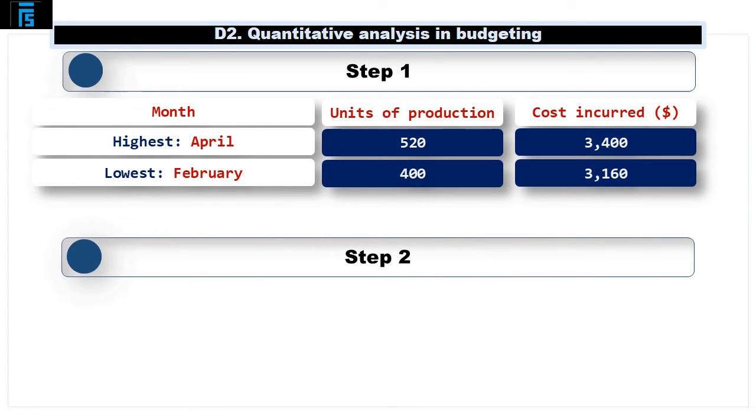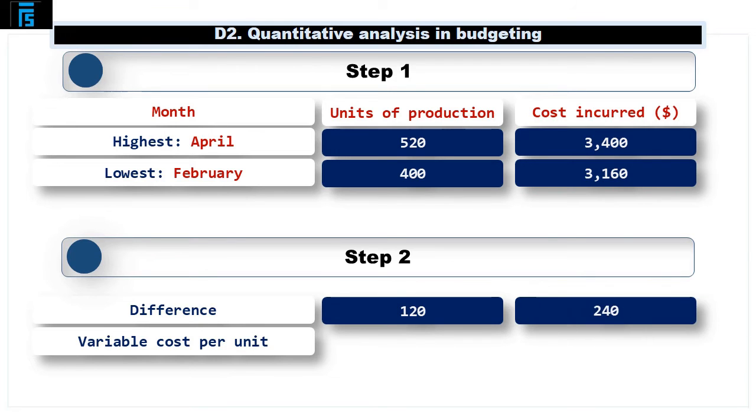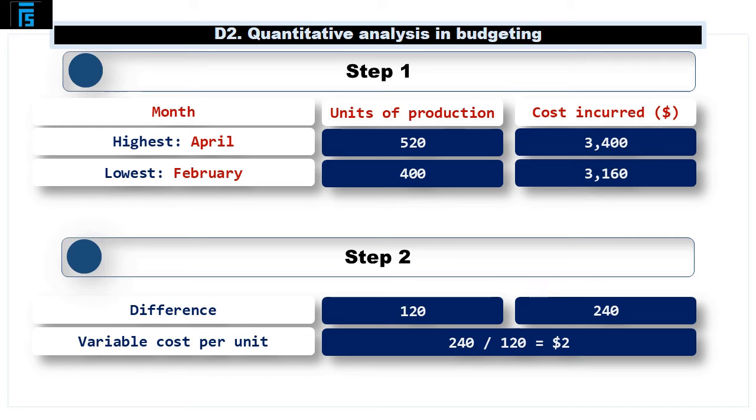Step 2 is to use the difference between the highest and the lowest levels of activity and the costs at this level to determine the variable cost per unit. The difference between the months of April and February in terms of units produced is 120, while the difference in the total costs incurred is 240. Using this difference, we can calculate the variable cost per unit as $2, being $240 divided by 120 units.